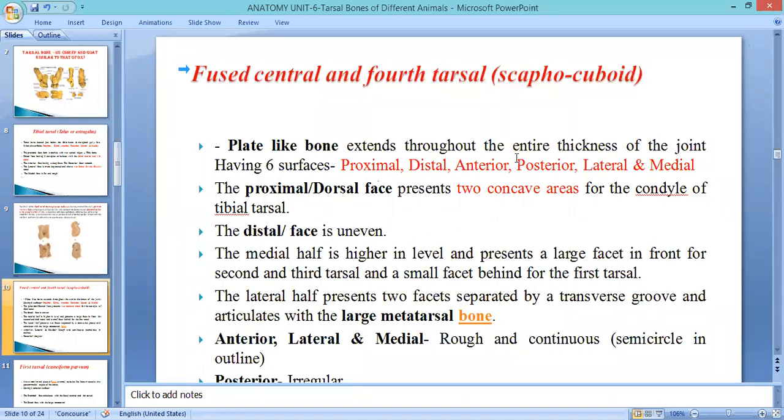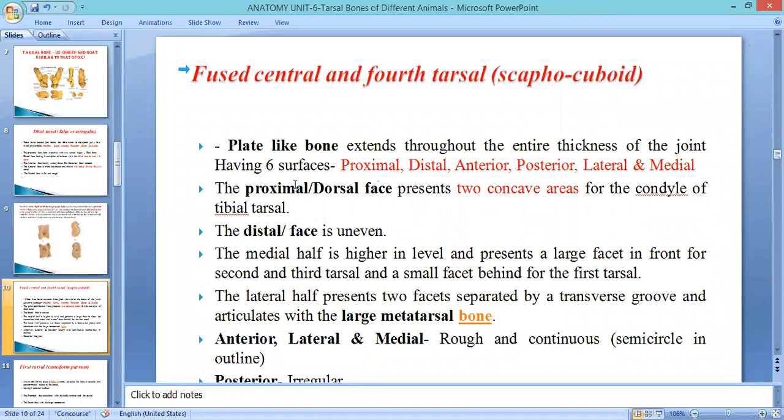And this bone occupies the area throughout the length of this joint, from anterior to posterior, lateral to medial. All the area is covered by this central bone, that is the central plus fourth fused tarsal. For description, we have already indicated it has six surfaces, and it is located below the tibial tarsal and fibular tarsal.